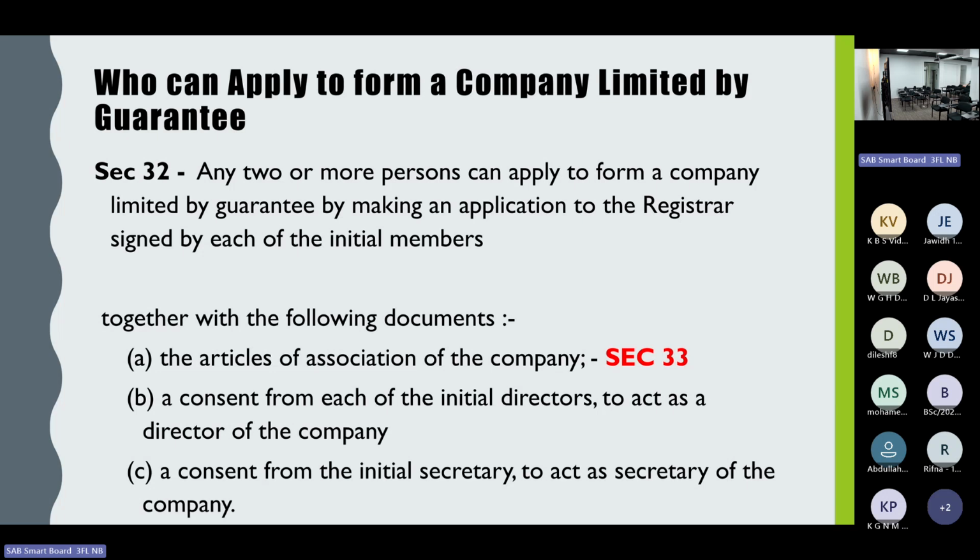How to incorporate a limited company: any person, no persons, that means even one person can incorporate a company. Right?